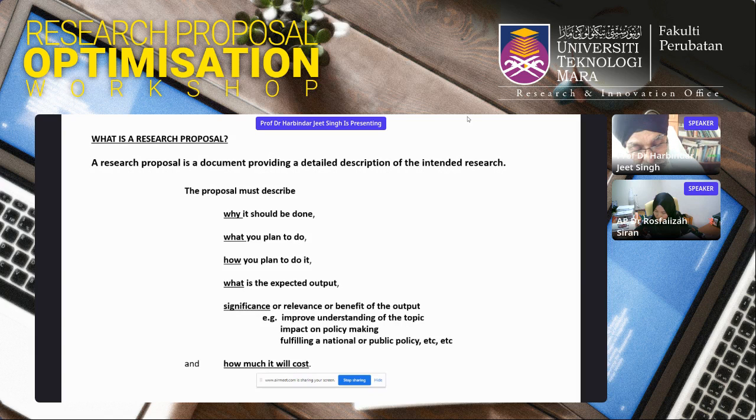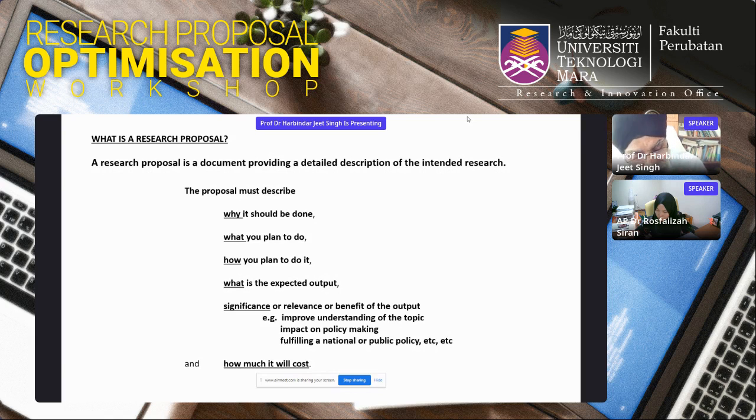What would be the benefit, and also what is the significance or relevance of the output? For example, your findings will improve understanding on the topic, or it will impact on policy making, or it might fulfill a national or public policy. All right. So typically, this is what a research proposal will contain. And of course, it will have the cost as well. You have to budget, because at the end of the day, that's what you are asking for, the money as well. So you sell the idea to get the money to do what you plan to do.